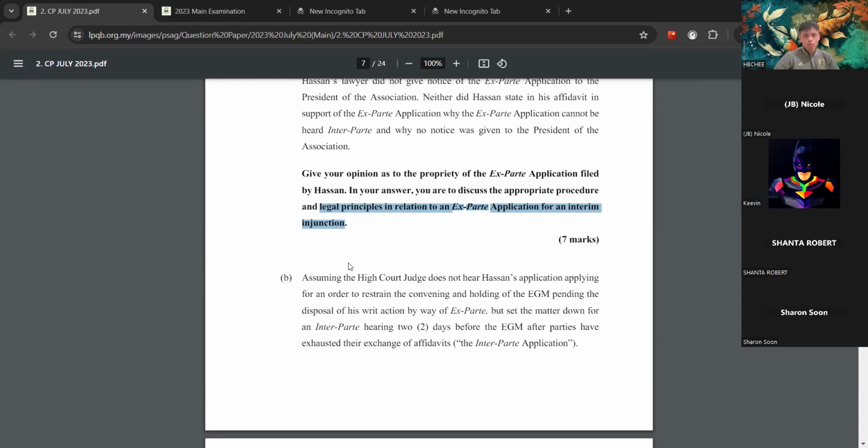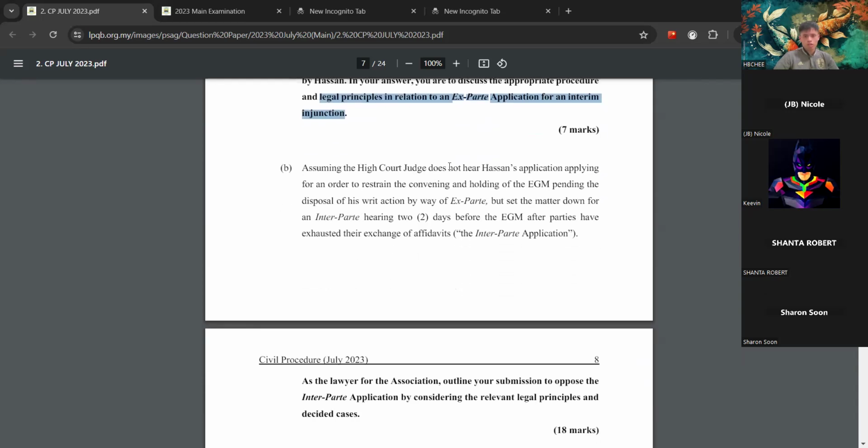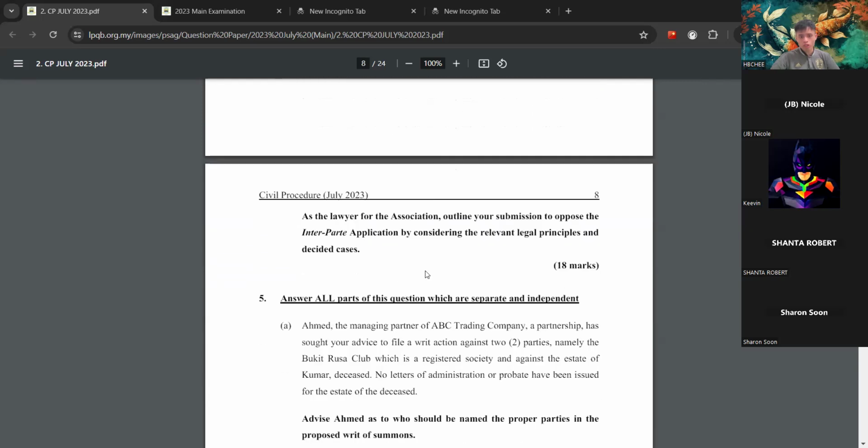Okay, now we come to part B. Assuming the High Court does not hear Hassan's application, applying for an order to restrain the convening and holding of the EGM pending the disposal of its writ action by way of ex parte, but sets the matter down for inter partes hearing 2 days before the EGM, after parties have exhausted their exchange of affidavits. As the lawyer for the association, outline your submission to oppose the inter partes application by considering the relevant legal principles and decided cases. 18 marks.